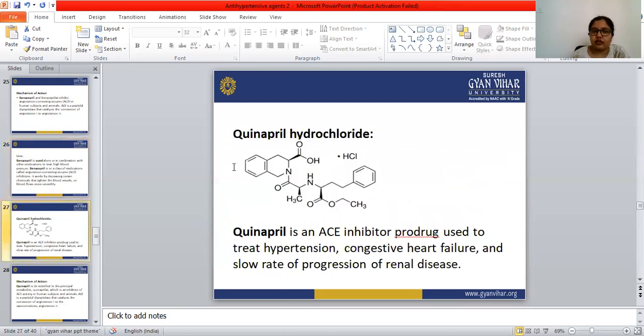Next is quinapril hydrochloride. This is the structure of quinapril hydrochloride. Quinapril is an ACE inhibitor prodrug that is used to treat hypertension, congestive heart failure, and to slow the rate of progression of renal disease.